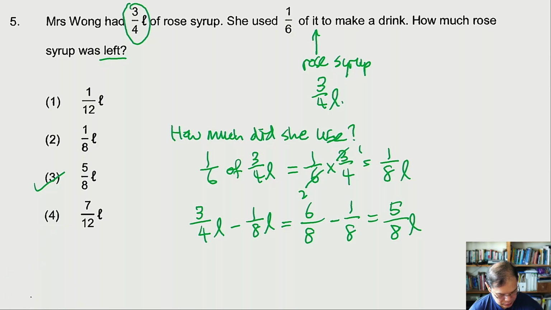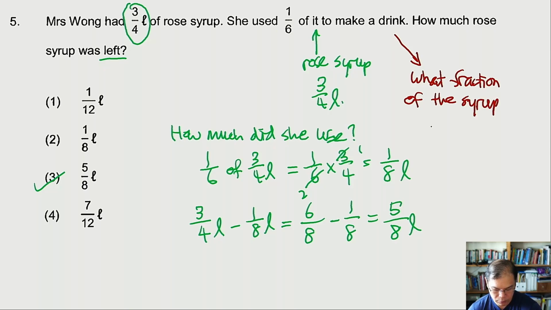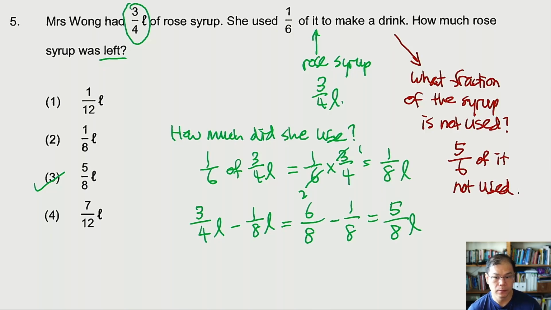Now, if she used 1/6 of it to make a drink, what fraction of the syrup is not used? Right? 5/6 of it is not used, right? So 5/6 of it is not used.